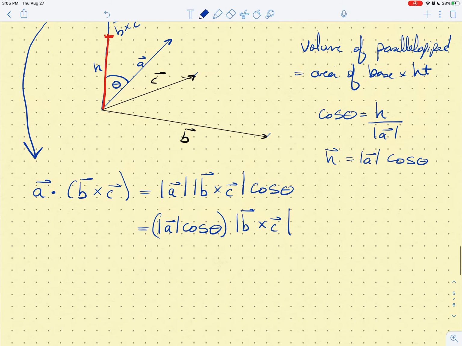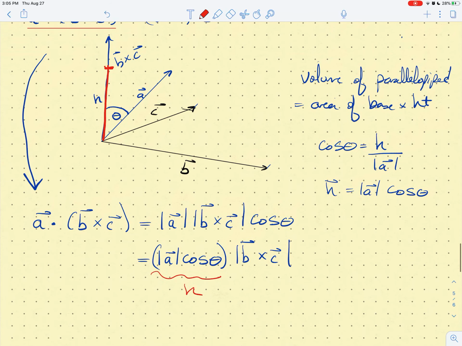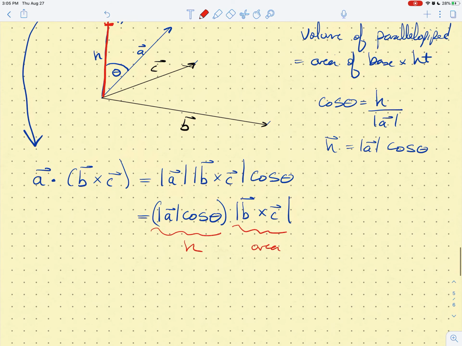Oh my goodness, are you seeing what I'm seeing? This is exactly the height. And what is the length of B cross C? That's exactly the area of the parallelogram. This is the area. And so it turns out that the scalar triple product actually gives you the volume of the associated parallelepiped.